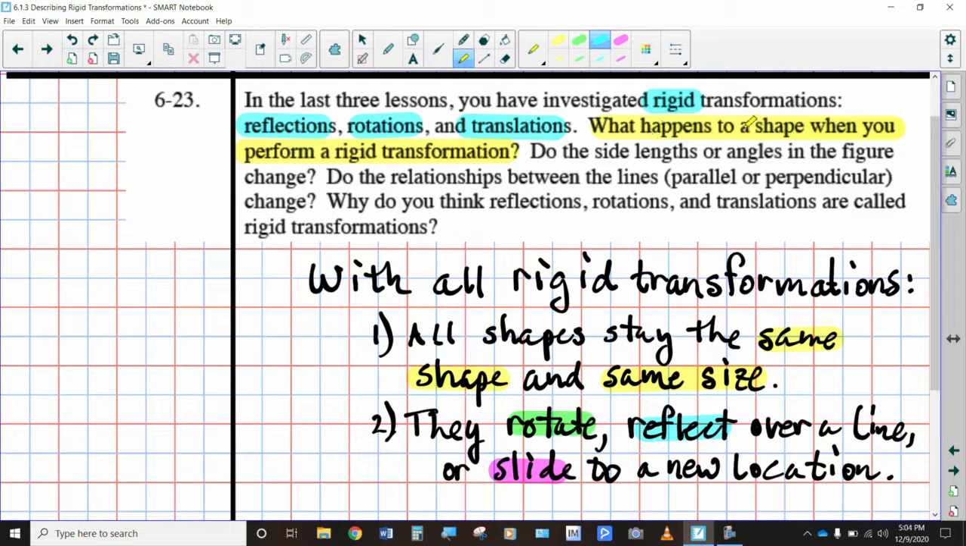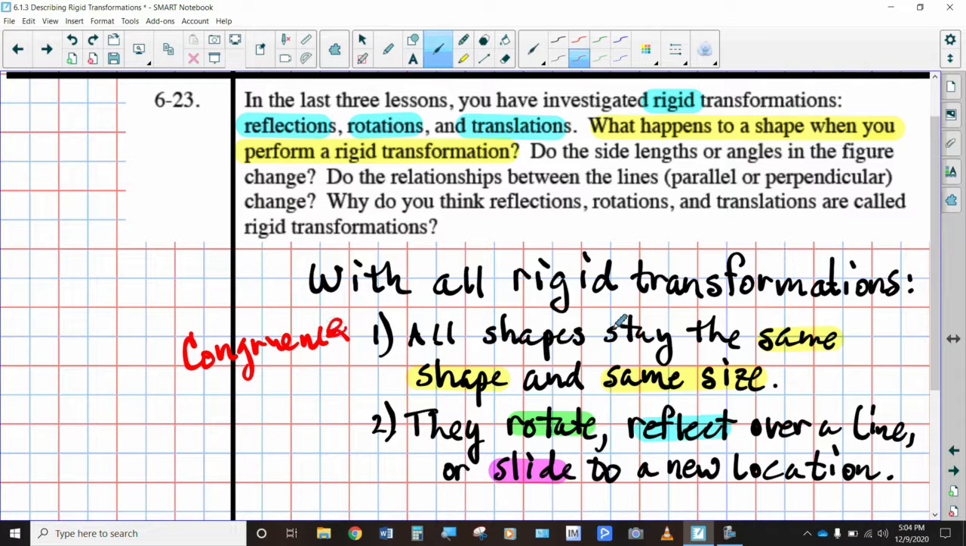What happens to a shape when you perform a rigid transformation? Do the lengths or angles in the figure change? The relationships between the lines, whether they're parallel or perpendicular to each other, do those change? Why are they called rigid transformations? Well, I kind of stated it already. Rigid means unchanging. So with all rigid transformations, you've got two conditions that are always met. All the shapes stay the same shape and same size, and you may recall us discussing the term congruence in either 6th or 7th grade.